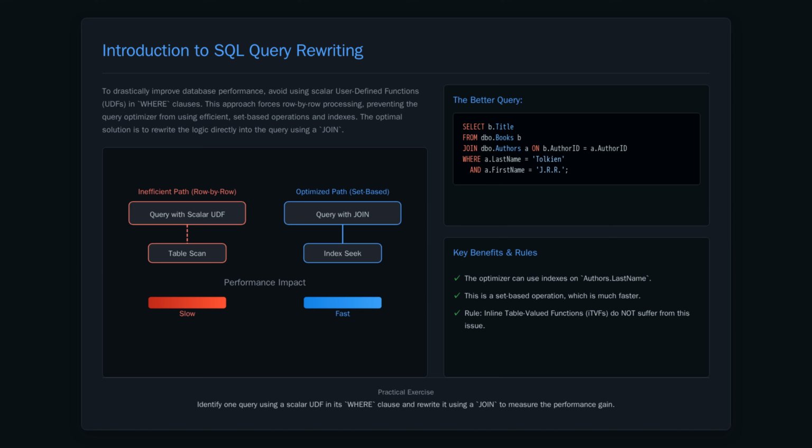In this much better query, we join the books table directly to the authors table and apply the filter there. The optimizer can now see the entire logic, pick the best join strategy, and use indexes on both tables. The performance difference can be orders of magnitude.